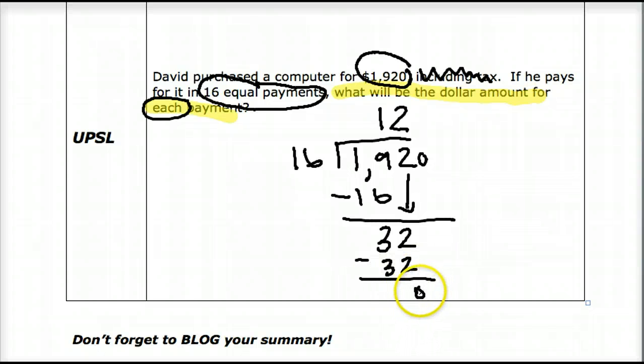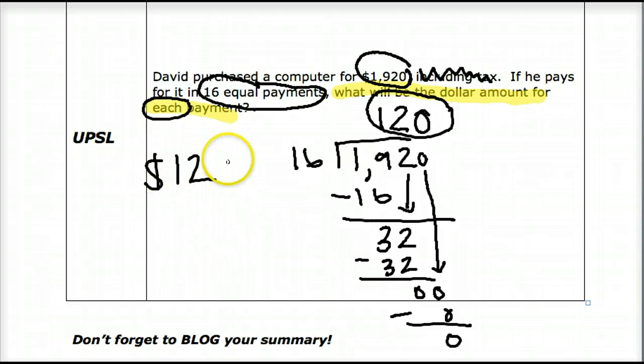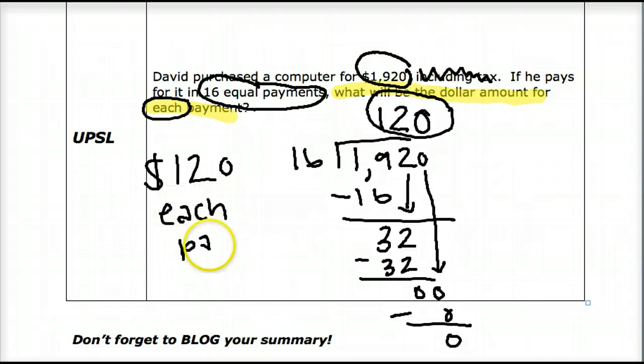Now, I know that we see a 0 here, but we still have a number left over in our total amount he paid for the computer, so we must drop that last 0 down. And we know that 16 will not go into 0 anytime, so we put a 0 at the top. Now we see that we have a remainder of 0. So, knowing that our remainder is 0, we know that our quotient is 120, meaning that each month he paid $120. So we're going to say $120 for each payment is our answer.